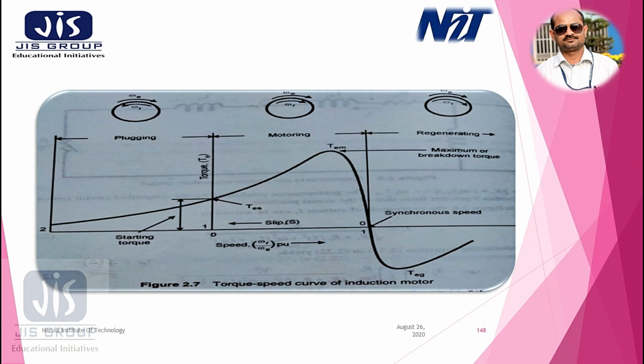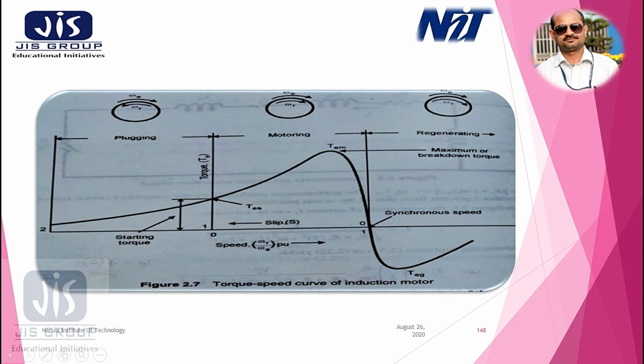So this is my total torque versus speed curve of the induction motor. Now if you recall, in plugging the rotation is opposite to each other. Omega is in clockwise direction, the other is in anti-clockwise direction, and in these two cases the rotation is in the same direction.